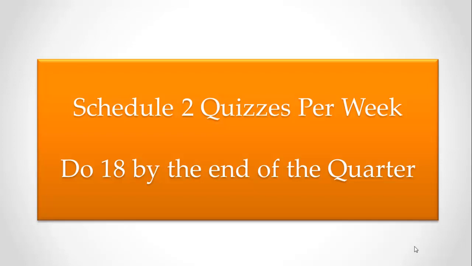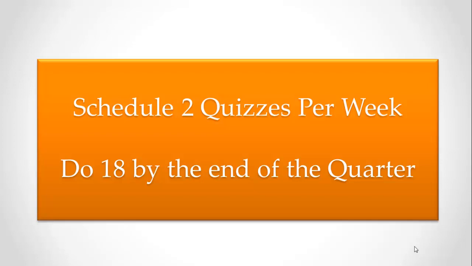Okay, so there are more modules in the G-Class system than there's time for you to do them. In order to keep up with the class, do 2 quizzes per week. That will give you 18 quizzes by the end of the quarter. If you've done 18 quizzes by the end of the quarter, you're right up there with the class. However, there are more than 18 quizzes to be done. There are more than 18 modules in the system.